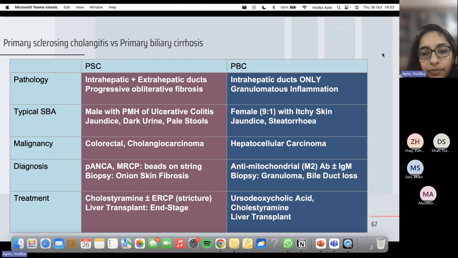For PBC, you do the anti-mitochondrial antibody, as well as an IgM, and on biopsy you'll see a granuloma and bile duct loss as well. In terms of treatment, for PSC, you give cholestyramine and ERCP if there's a stricture to open up the bile duct and relieve any signs of obstruction. But there isn't any real treatment for PSC, just symptom management. Ultimately, patients will need a liver transplant if you want the condition to completely go away. Same for PBC, you'd give ursodeoxycholic acid or cholestyramine to control symptoms, but ultimately the patient would need a liver transplant.